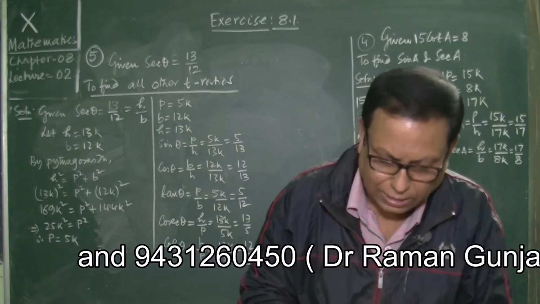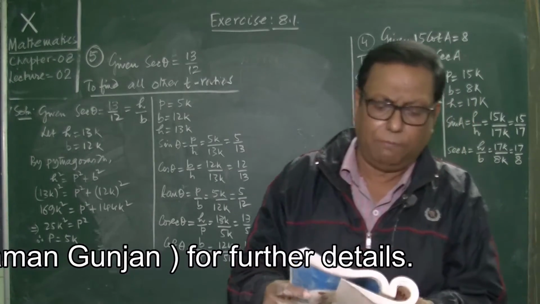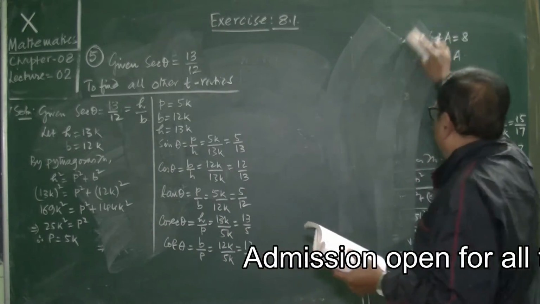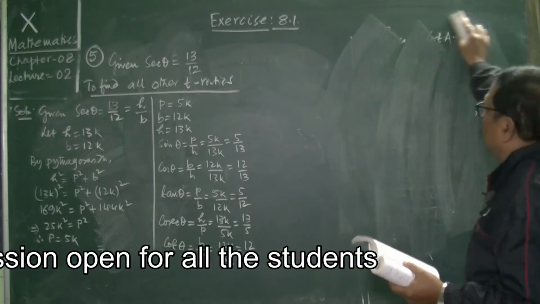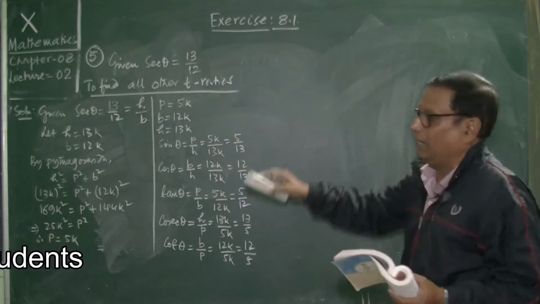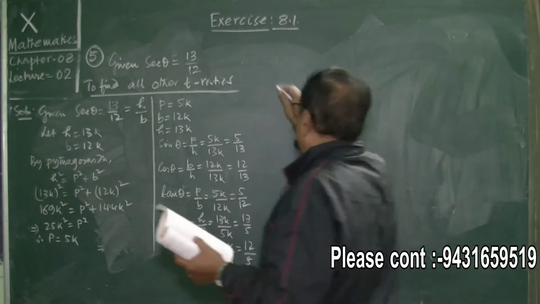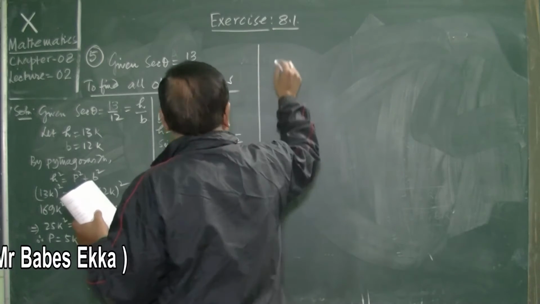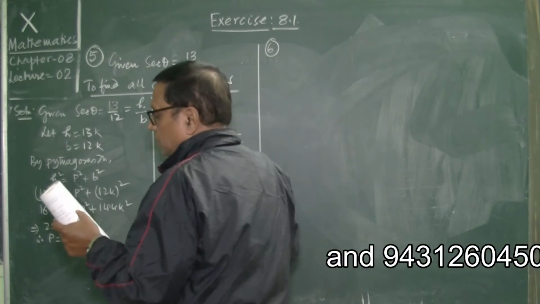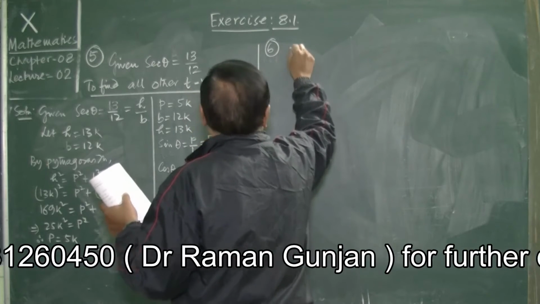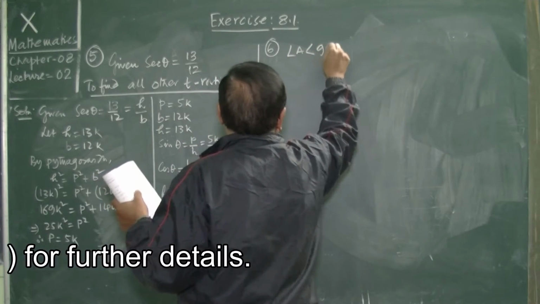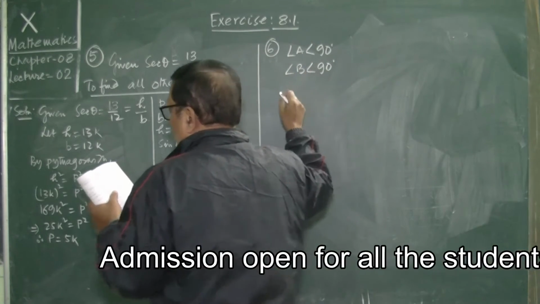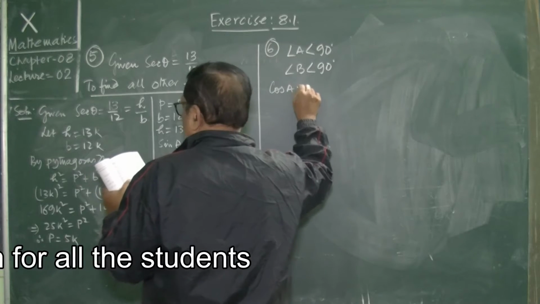Now, let us discuss a very important question, question number 6. In order to solve this question, dear students, you must have some concept of similarity, as it is a question related to similarity and trigonometry together. In the examples before this exercise, you will find this type of question solved. Question number 6. What is given? Given that A is an acute angle and B is also an acute angle, and further it is given that cos A equals cos B.